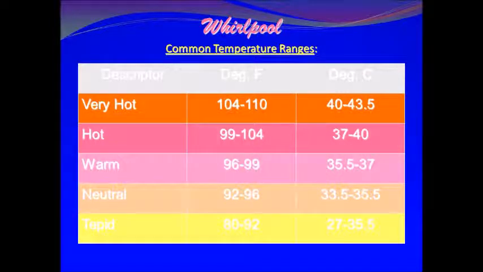So common temperature ranges that are used for hydrotherapy are described here. A temperature between 104 and 110 degrees Fahrenheit is considered to be very hot. That between 99 and 104 is considered hot. 96 to 99, which is closer to core temperature, is considered warm. 92 to 96 is neutral, with 80 to 92 being described as temperate. And these would be the doses that you would have to consider depending upon your patient's condition and the treatment outcome you're looking for.